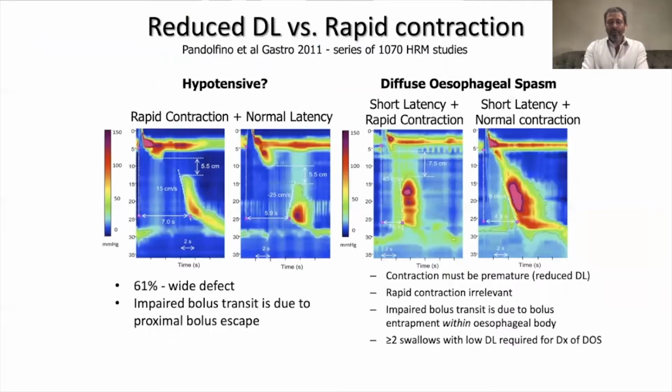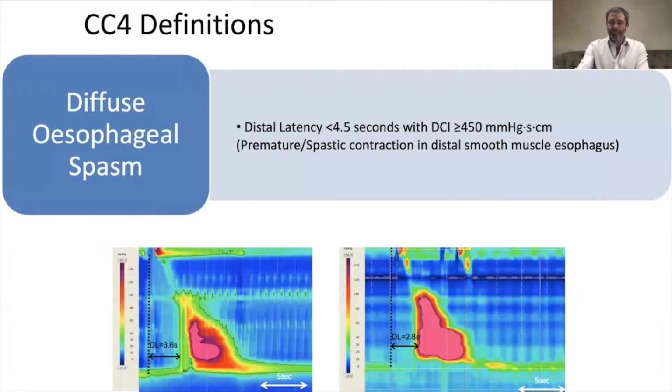We no longer use velocity. That's because the rapid contractions were more commonly associated with hypotensive motility dysmotility, and impaired bolus transit was often due to proximal bolus escape, while in premature contractions and spasms defined with distal latency, impaired bolus transit is commonly due to bolus entrapment within the esophageal body. And it was determined that this was a better measure.